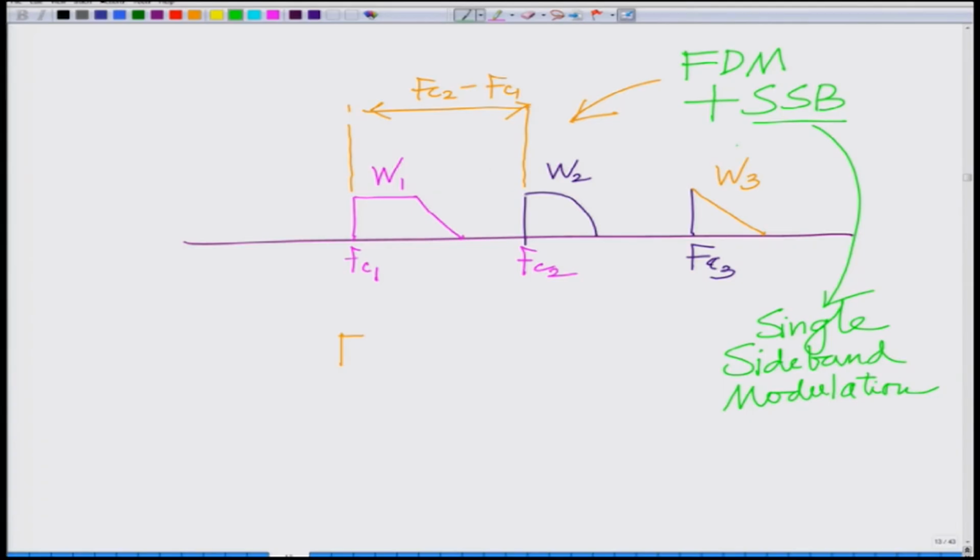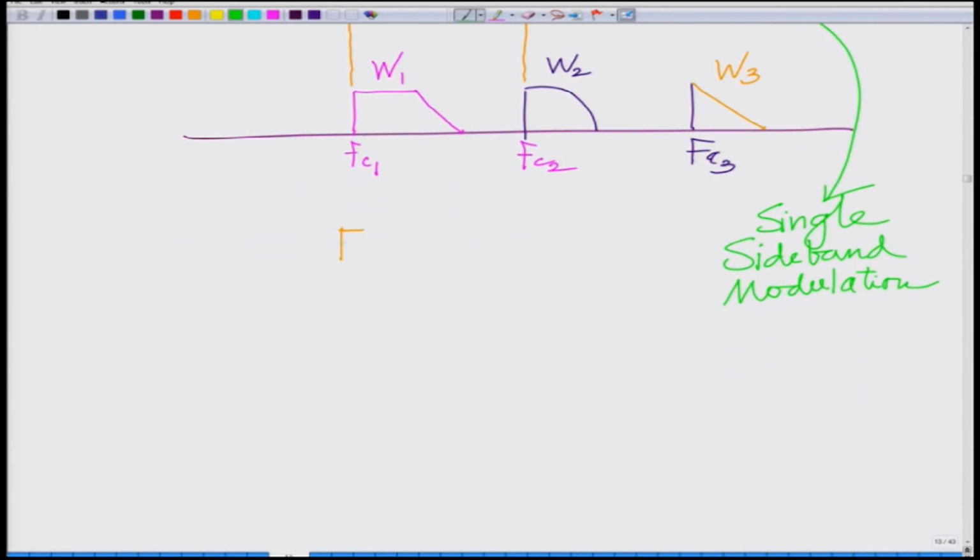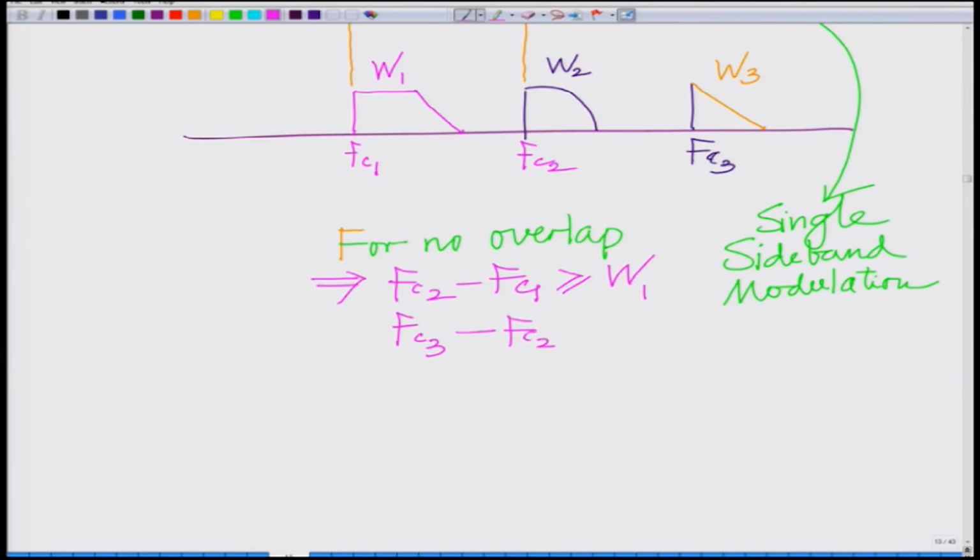In particular, here we are using USB, transmitting only the upper sideband. So, for no overlap, this implies FC2 minus FC1 is greater than or equal to W1. Similarly, FC3 minus FC2 is greater than or equal to W2, and so on.